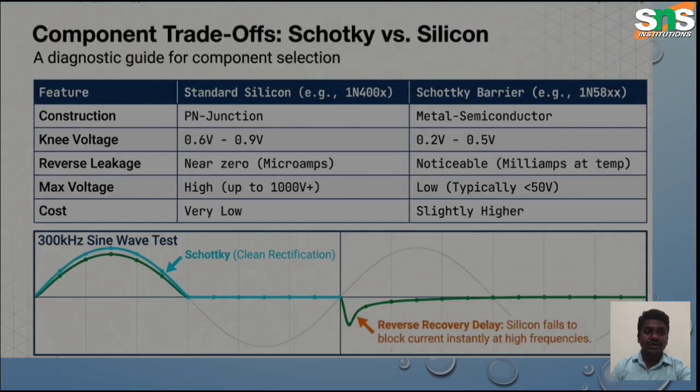When compared to a conventional PN junction diode, the Schottky diode gives a very clean rectification. At a frequency of 300 kilohertz with a sine wave, clean rectification operations will happen in the Schottky diode. But in reverse recovery delay, silicon fails to block current instantly at high frequencies. The Schottky diode works at high frequency also, but the conventional PN junction diode will not work properly.